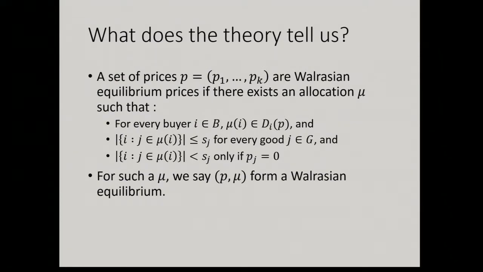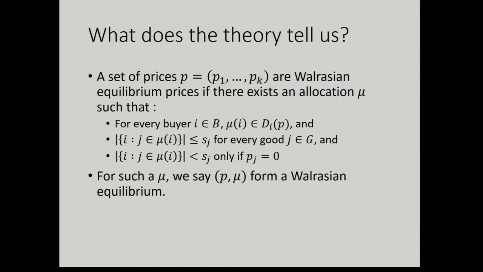Okay, so a classic pricing object in this world is a Walrasian equilibrium. Just to remind us what that is, a set of prices in this setting form a Walrasian equilibrium if they can be paired with some allocation that satisfies the following three properties. First, every buyer should be allocated something that is in his demand set. It should be some most demanded bundle of goods given the prices.